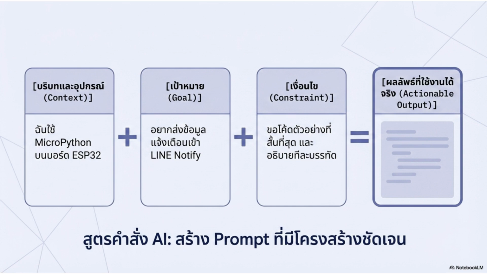The formula for effective AI prompts is to structure your request clearly. Include the context, MicroPython on ESP32, the goal, sending data for Line Notify, and constraints, shortest code example and clear explanation. This yields an actionable output.